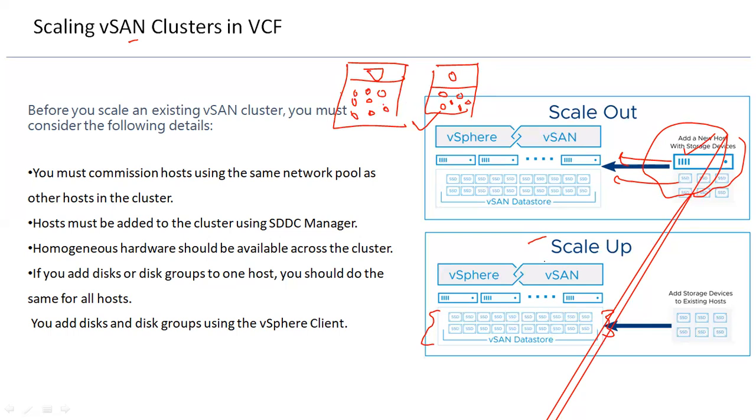In this way you can scale up your existing node by increasing the disks in an existing disk group, or by increasing the number of disk groups. In that way, your vSAN datastore capacity will be increased. That's how there are two ways of scaling: either you bring up a new host with the same configuration, or you increase the existing host's storage.